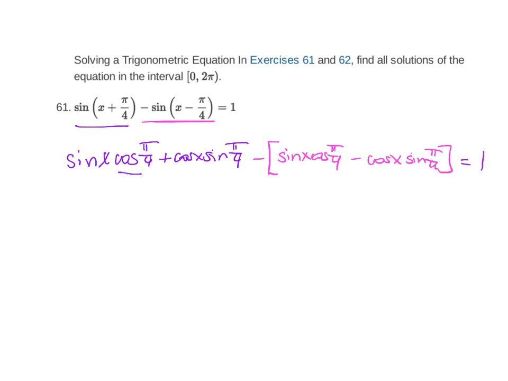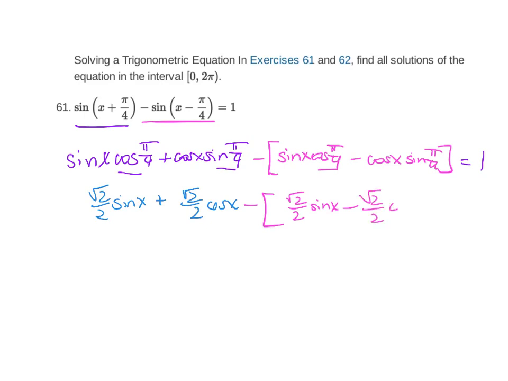So then we simplify. Pi over 4, that one's nice. It's just root 2 over 2 sine of x, and this is also root 2 over 2 cosine of x. This is minus, and leave that inside the parentheses. Cosine of pi over 4 is root 2 over 2 sine of x, and then minus root 2 over 2 cosine of x, and then that all equals 1.